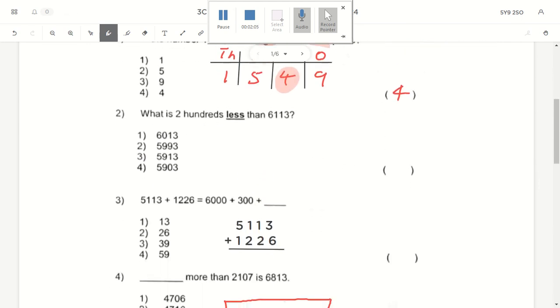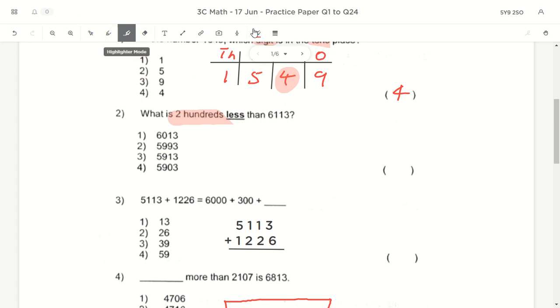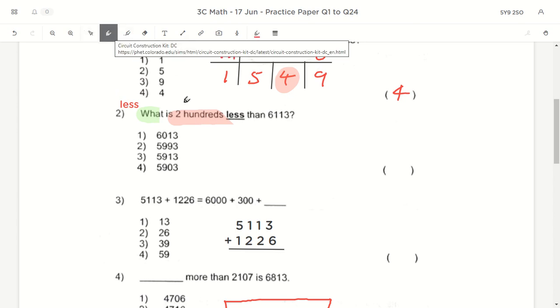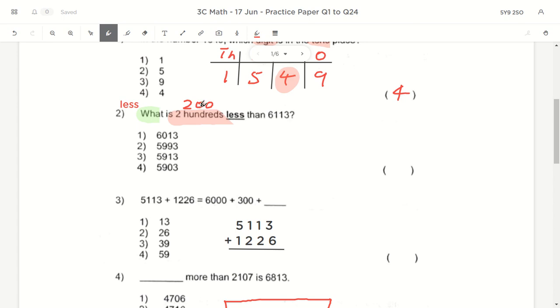Okay, question 2, some of you already start to get things wrong. What they're asking here is, what is 200 less than 6113? Okay, you are finding this what? Let's change the color. You are finding this what? This what is actually less. Okay, how do I know that? You realize that it says here what is less. Okay, you can cover the 200. What is less? So what is actually less? Some of you forgot to see this 200. You just see the word 100. 200 of course actually means 200. So what is 200 less than this number?